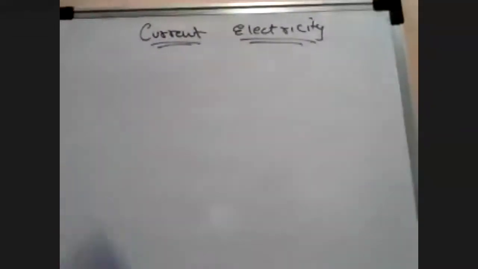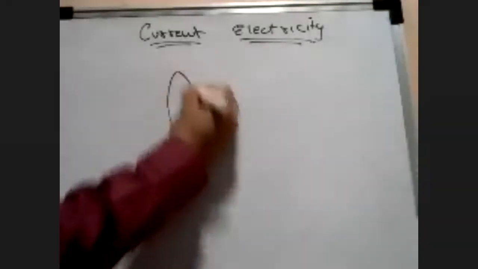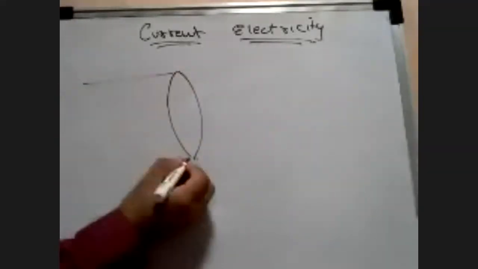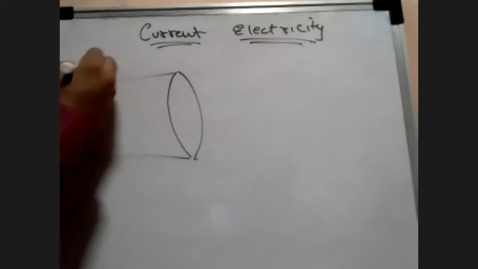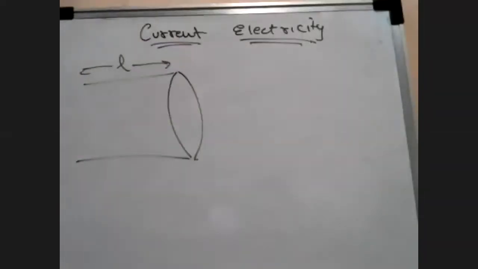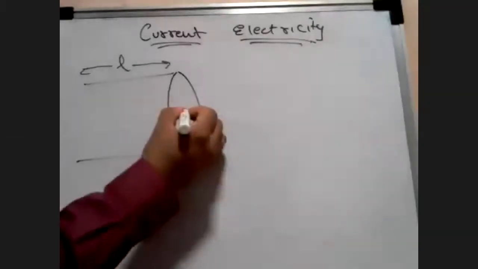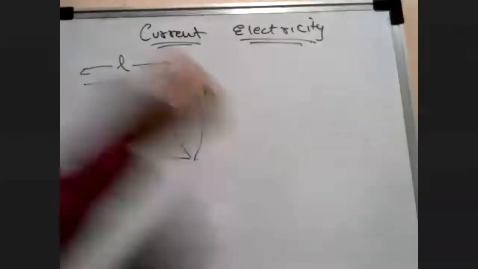Now, I am telling you to determine the electric current through a cylindrical wire. There is a wire like this, a cylindrical wire, and the length of this wire is going to be some L, having a radius of capital R.